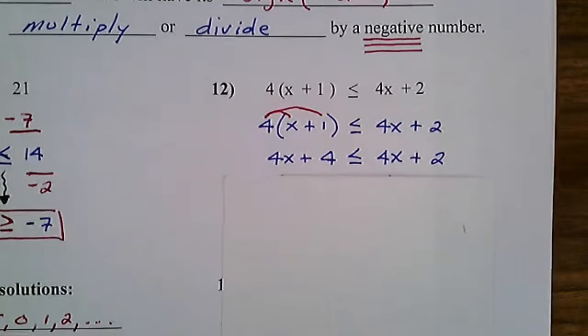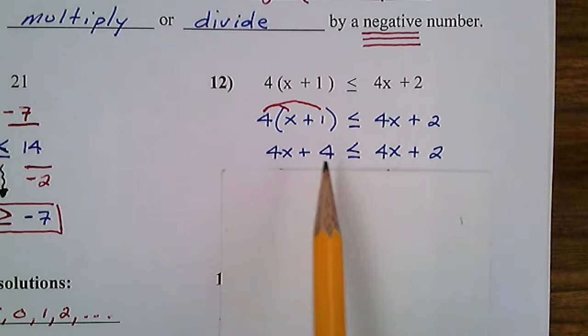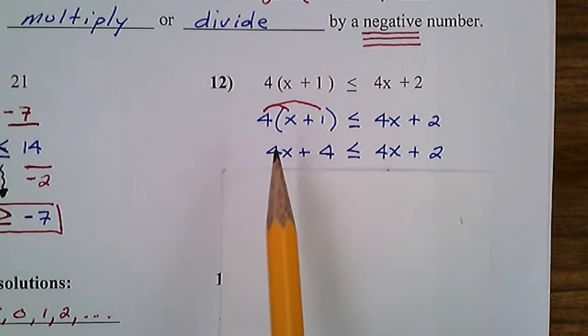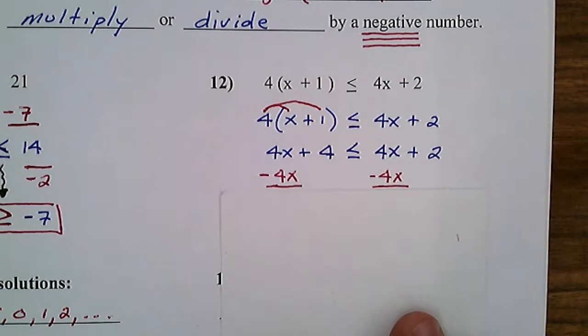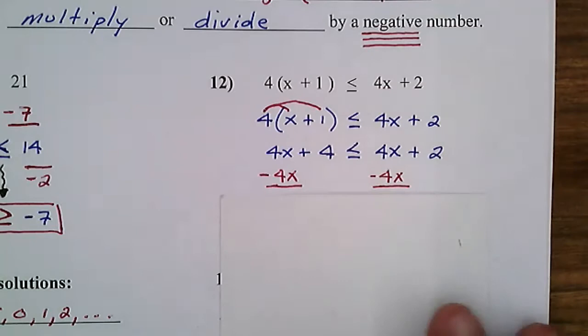Okay, now, hopefully there's a little alarm going off in your head saying, hey, this side, the left side, kind of looks pretty similar to this side. In fact, hopefully you're noticing that there's a 4x here and a 4x here. So let's go ahead and subtract 4x from both sides. So if we subtract 4x from both sides, these get canceled and these get canceled also. So we're left with 4 is less than or equal to 2.